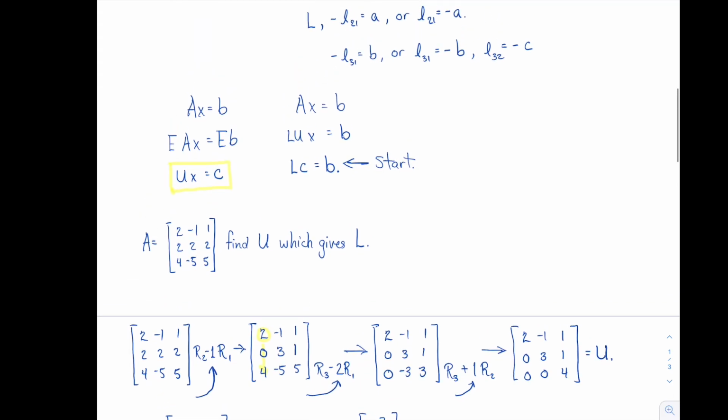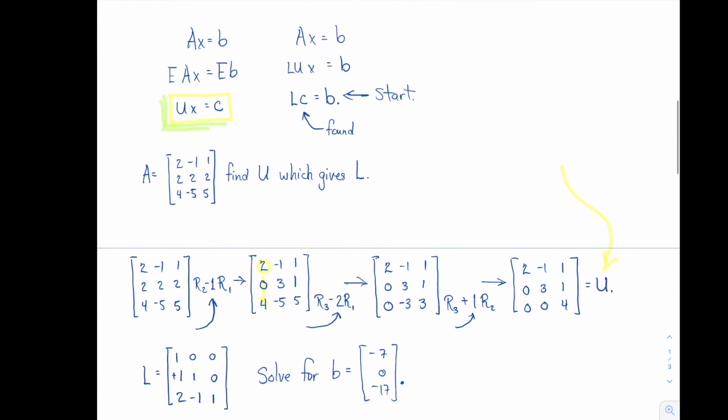Okay, let's go back up. So we started here. We found C, so this has been found now. But notice we have U. U is just hidden. It's just kind of sitting there, kind of nonchalant. There's U. We have U. We also have C, and so our last step is to utilize Ux equals C. That's what we're going to do now.